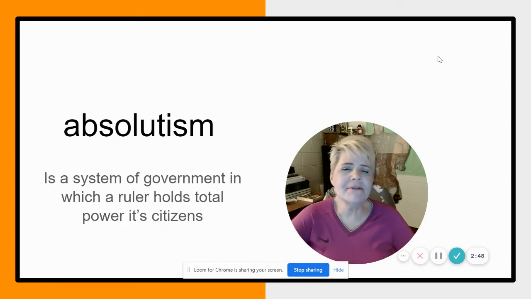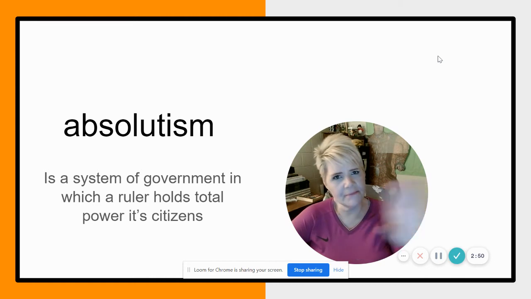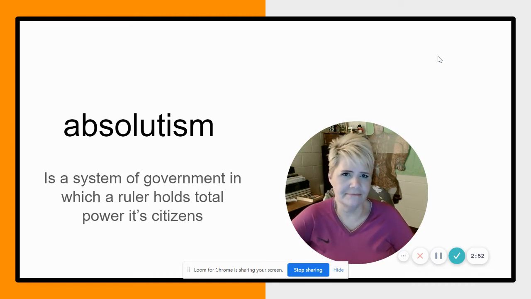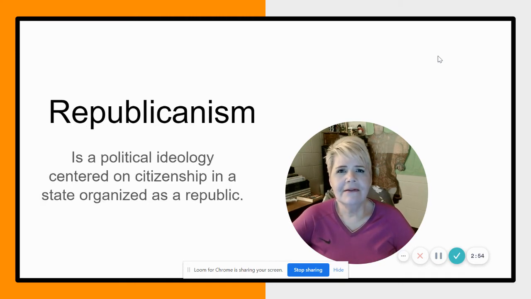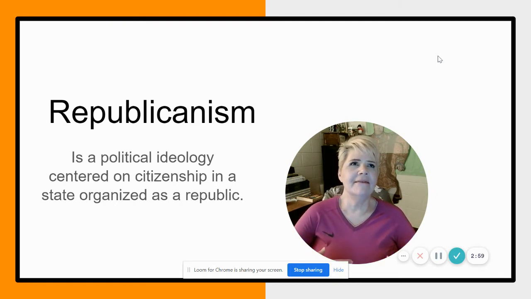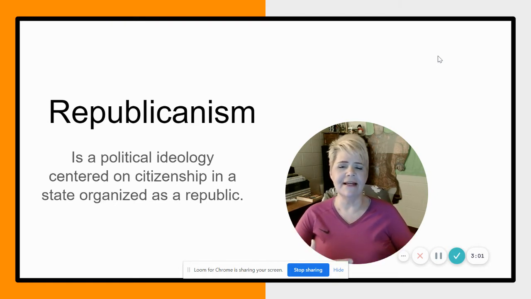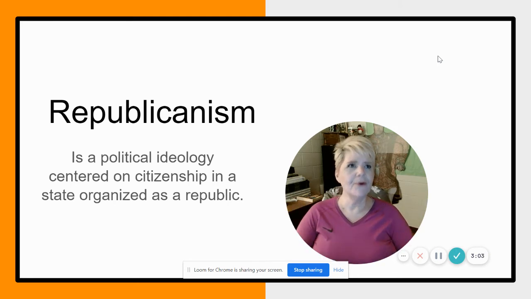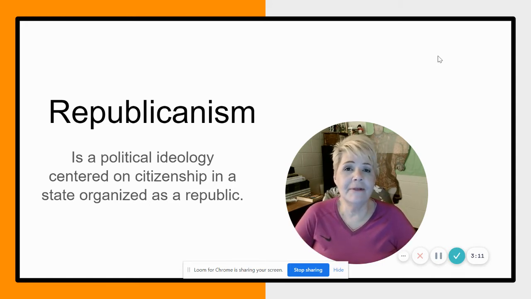Absolutism. Absolutism is when one leader has complete control over a nation. Republicanism. Okay, this is based upon that feeling that a country should be organized in a way that it represents all of the people that are using that republic form of government. So republicanism.